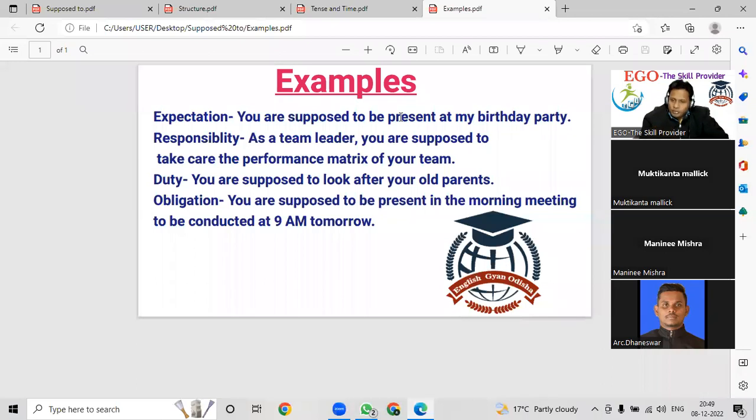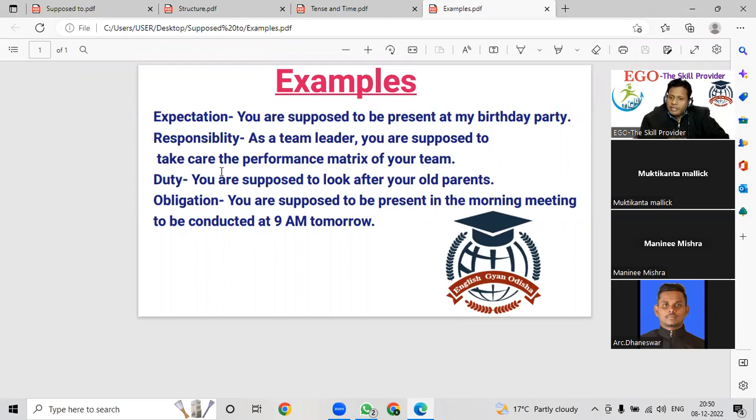Something is expected from you also, and it is your duty. Let me take out the four sentences and you can easily understand. First, expectation. I expect, you are supposed to be present at my birthday party. Suppose Muktikant sir is my friend, and I have told him, you are supposed to be present.